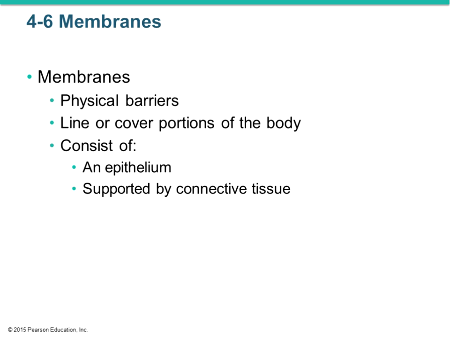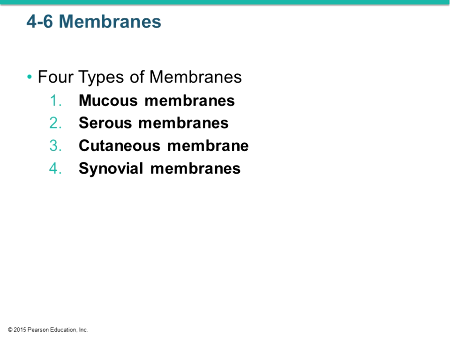All right, so that takes us to membranes. Membranes are physical barriers that contain components of both the epithelial and connective tissues. So if you have an epithelial tissue attached to a connective tissue, collectively, that is what we call a membrane. And there are many different types of membranes in the body.